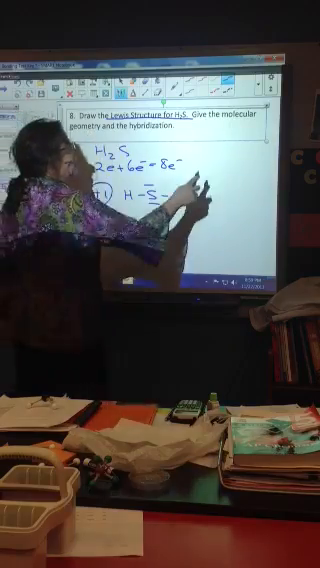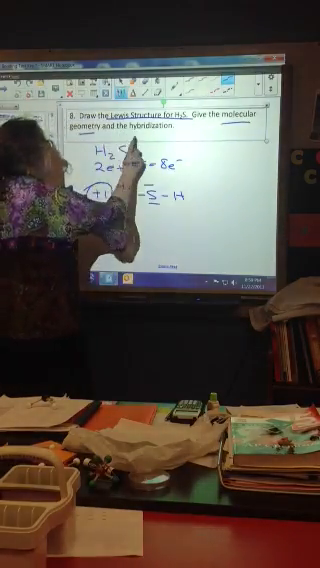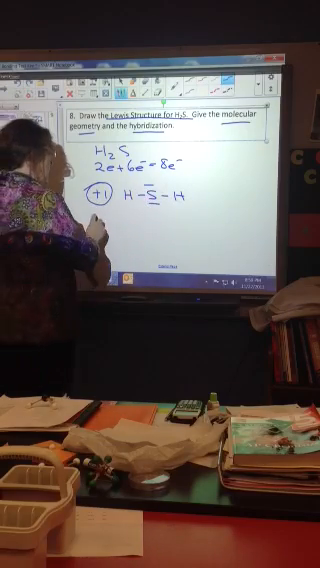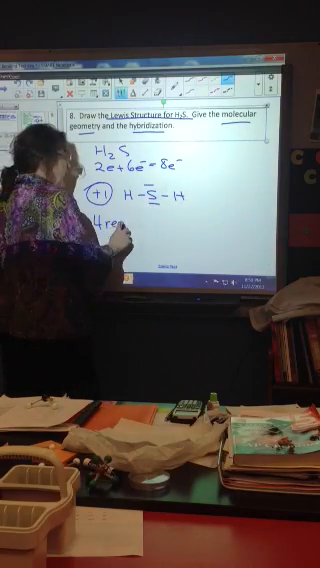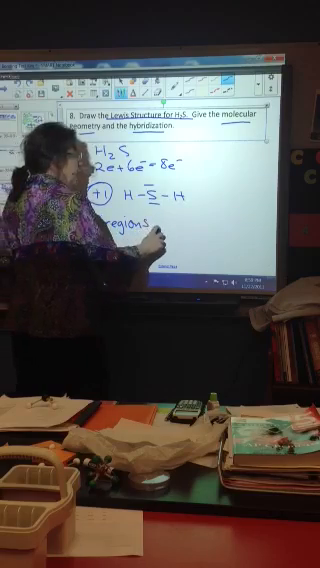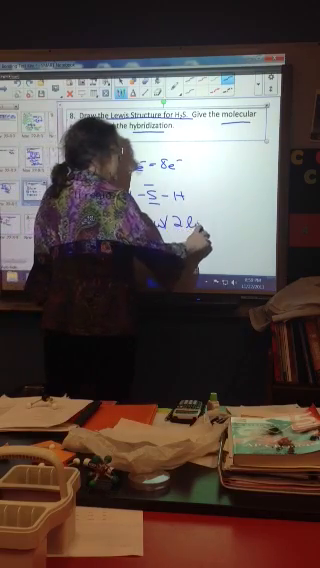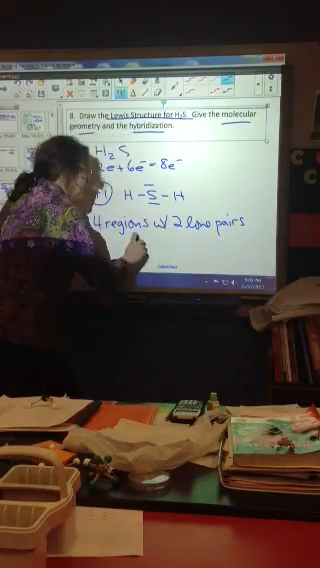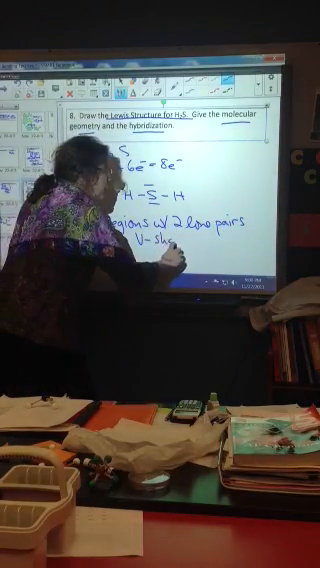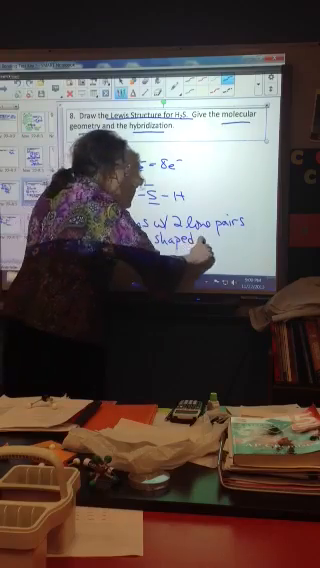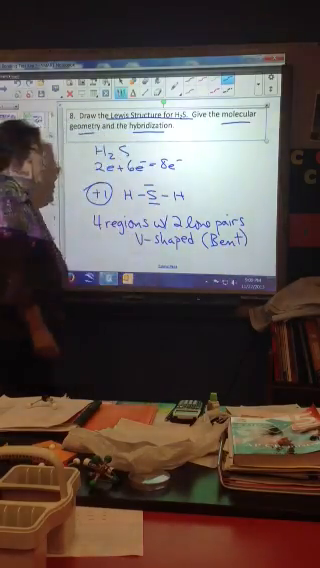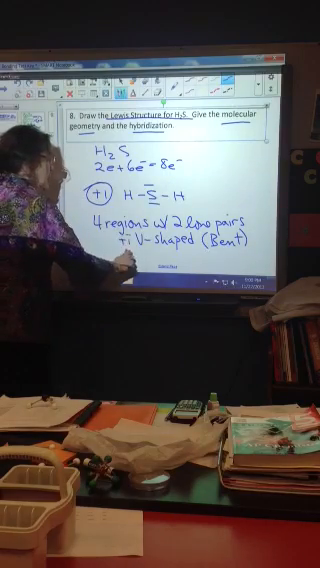Give the molecular geometry and the hybridization. Well, it's 4 regions, but I have 2 lone pairs now. 4 regions with 2 lone pairs is V-shaped. The other word you could use for it is bent. Either one of those was good, and that got you a point.